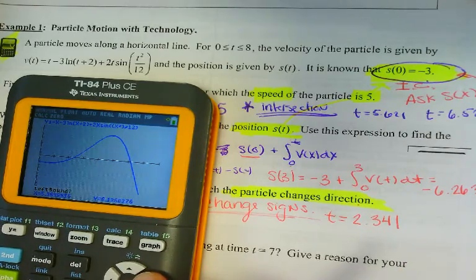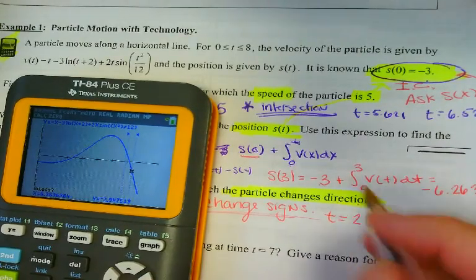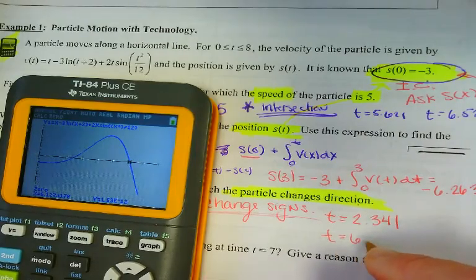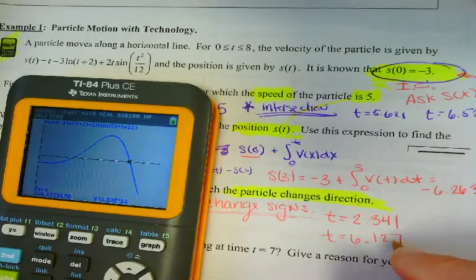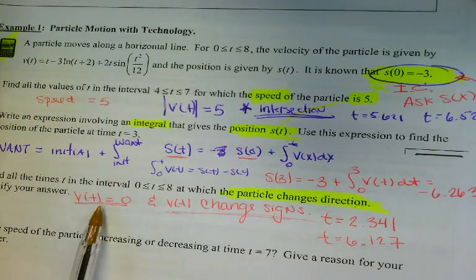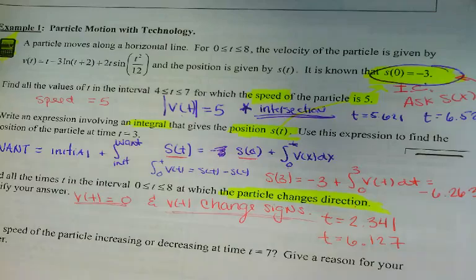So it's all about your game plan. If you don't have a game plan, you've got really nothing on this calculator section. You got to know what they're asking and what your justification is. I've got 6.127. Okay, so again, my justification is the velocity equals 0 and the velocity changed signs.